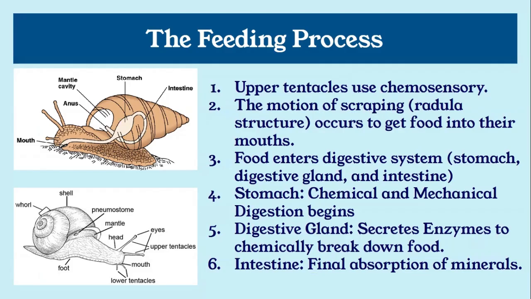Once the food gets in their mouth, it enters the digestive system similarly to how ours works. So their digestive system contains stomach, digestive gland, and intestine. In the stomach, just like ours, there's going to be chemical and mechanical digestion. And then the digestive gland is going to secrete enzymes to break down the food. And then the intestine is going to be the final absorption of minerals. And you can see all these structures in the image to the left.